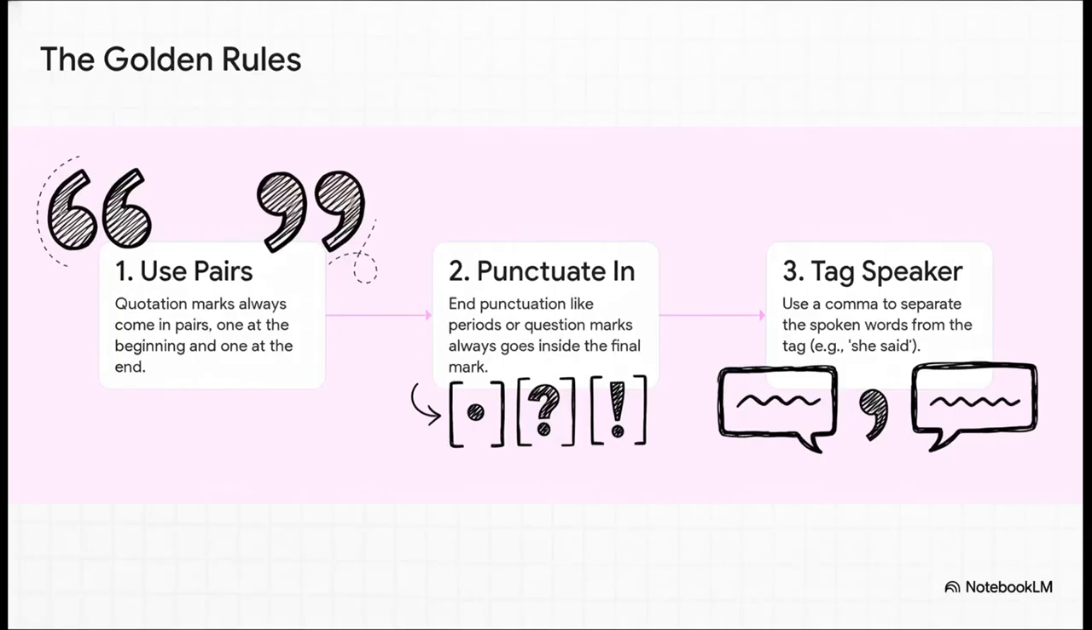Okay, rule number 1, always use quotation marks in pairs. One to open the speech and one to close it. Easy enough. Rule number 2, the end punctuation, a period, a question mark, it always, and I mean always, goes inside the closing quotation mark. And finally, rule number 3, you use a comma to separate the spoken words from the part that tells us who's talking, which is called the speaker tag.